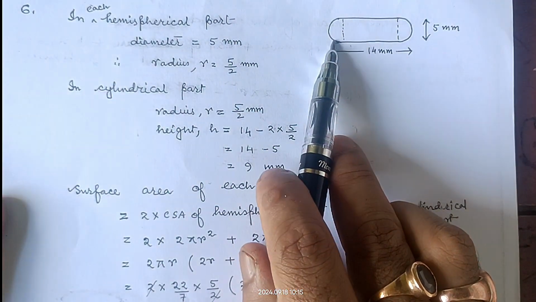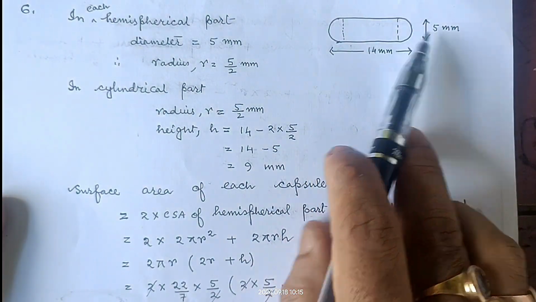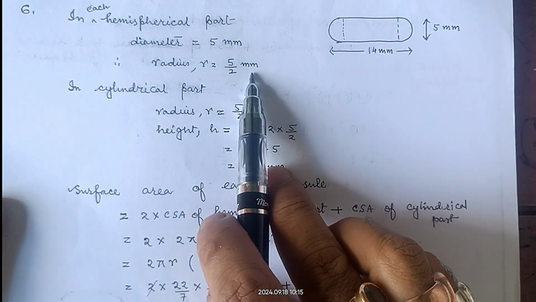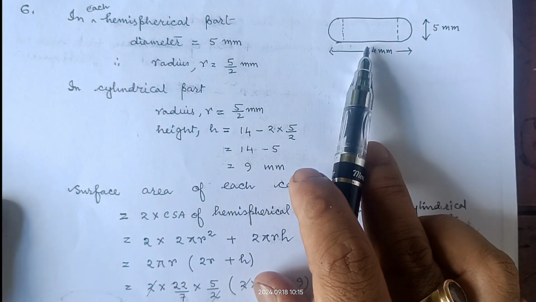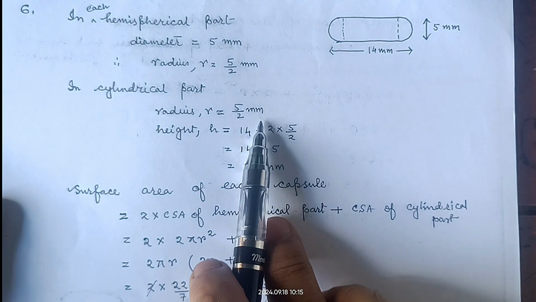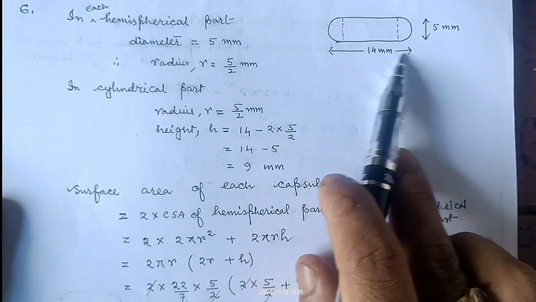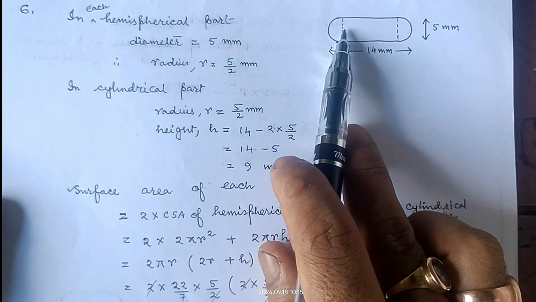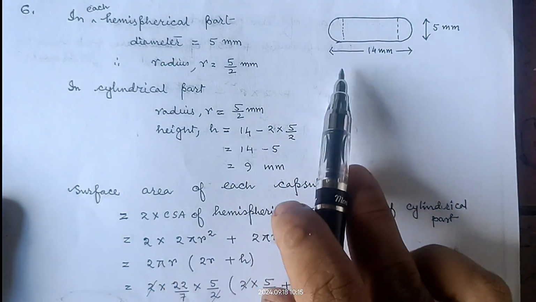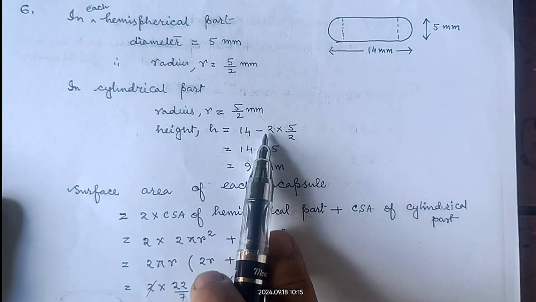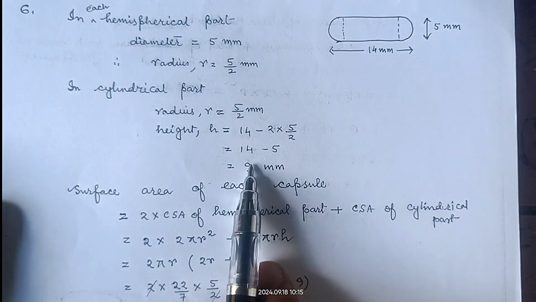So in the case of the hemispherical part, here the diameter is 5 mm, so the radius will be half of this, that means 5 by 2 mm. In the case of the cylindrical part, the radius will be the same as the hemisphere, so it will be 5 by 2 mm, and the height will be 14 minus this part, which is 5 by 2, and this part, which is 5 by 2. So we can write height equal to 14 minus twice 5 by 2, so the 2s cancel, 14 minus 5, 9.